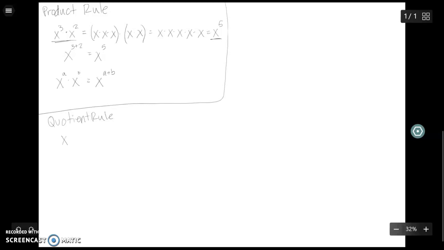So let's say I have x cubed over x squared. I'm going to take the same approach as I did when I was working on the product rule, and I am just going to expand these exponents as a bunch of multiplication instead of exponents. So I have x times x times x over x times x.